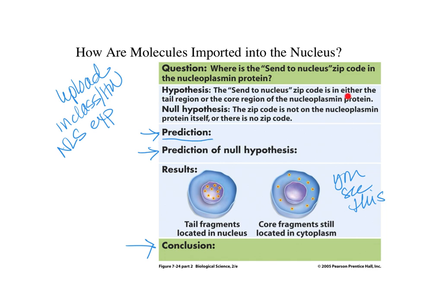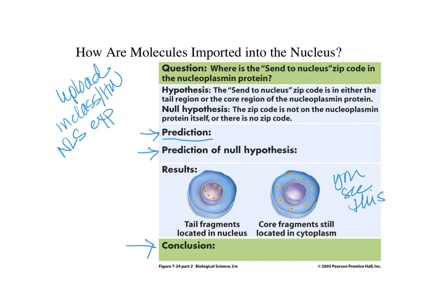Here's our hypothesis. Zip code is either in the tail or in the core. The null: the zip code is not in the protein, or there's none. Okay, what do we predict? What do you think it is? Do you think it's the tail or the core? And I don't care about the null hypothesis.